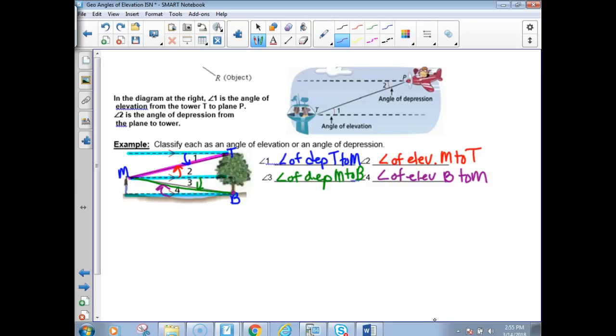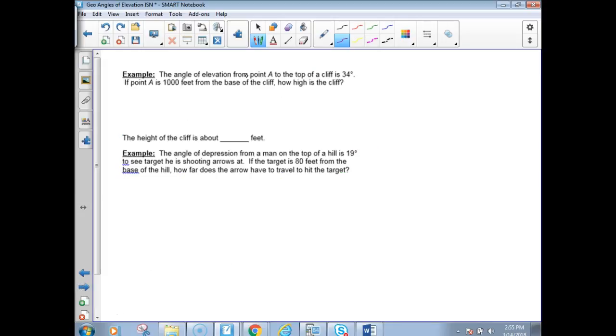Okay, so that's a description. Now we're going to do a few examples of using them in applications. There's a lot of places where this is used. The angle of elevation from point A to the top of a cliff is 34 degrees. So we need a point A. We also need a cliff. So the angle of elevation from point A to the top of the cliff is 34 degrees.